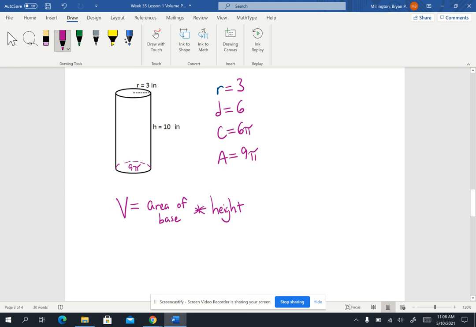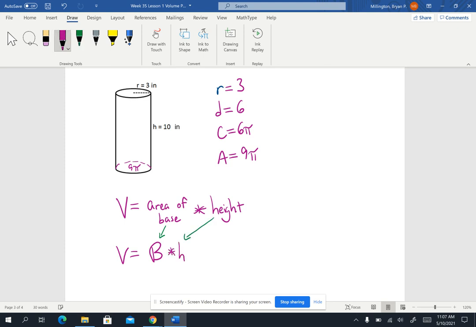Now, we don't want to write area of the base every time. So in geometry, we use an uppercase B to represent the area of the base. If you look at a geometry textbook, you'll see a big B. It's usually italicized or looks fancy like that. So area of the base, right? That's what this is. Area of the base is this B. And then we just multiply times the height.